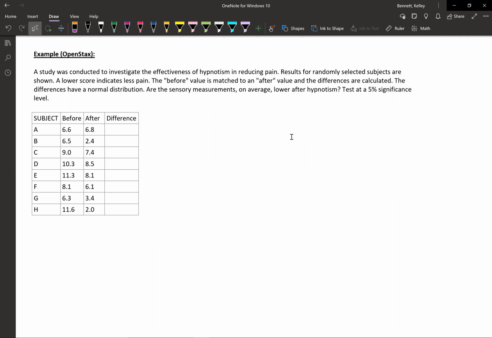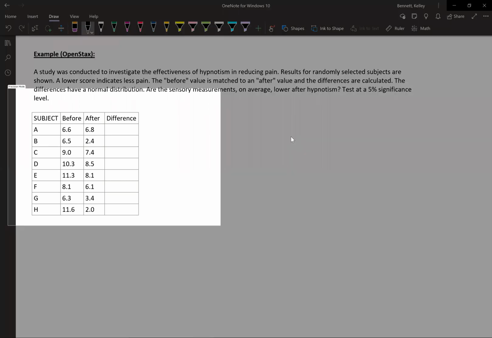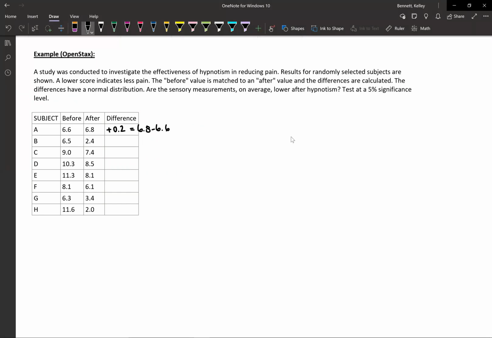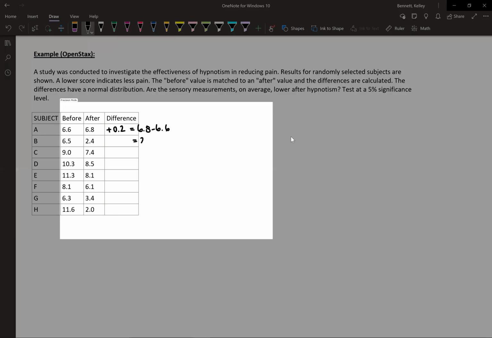But just for grins, what it's doing is saying, what was the change from before to after? This was plus 0.2, right? Because 6.8 minus 6.6 is 0.2. And so here we saw that the pain went up. So that's not good. That's not what we want. But let's look at this next one. So this is going to be 2.4 minus 6.5, right? So this should be negative 4.1. So in that case, the pain went down.